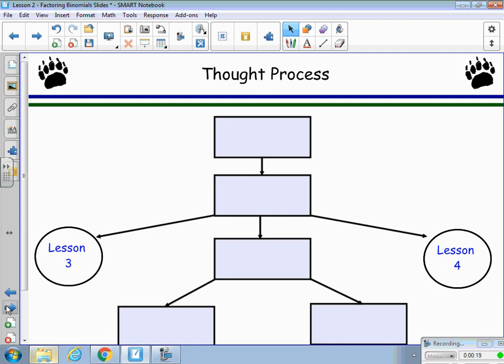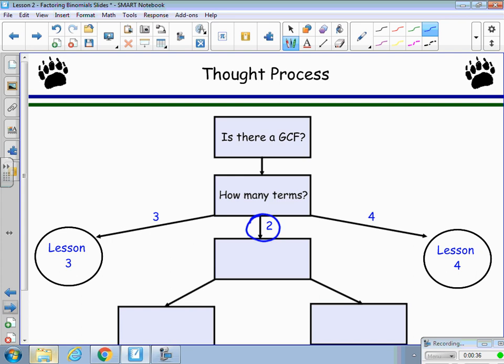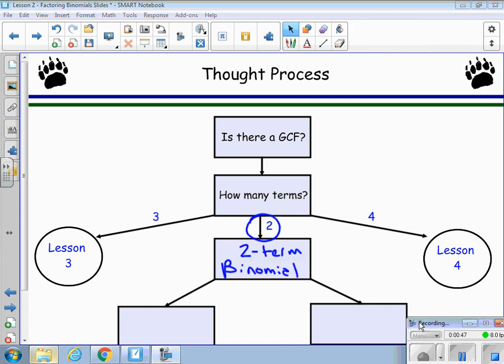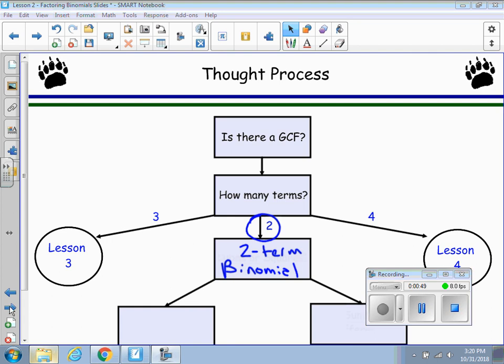Right now, what I want you to fill in is the very top box. Your first question you should ask yourself is, is there a GCF? After you've asked yourself, is there a GCF, you move on to your second question, which should be how many terms. In today's lesson, with how many terms, we're going to fully focus on when we have two terms. Another word for a two-term polynomial is a binomial. So today's focus is binomial. So make sure you fill that in on your factoring thought process. So let's get started on that.